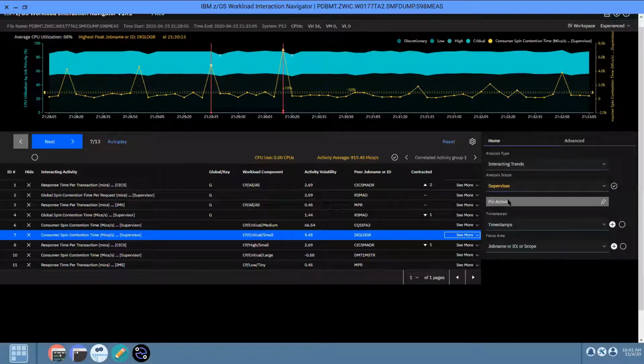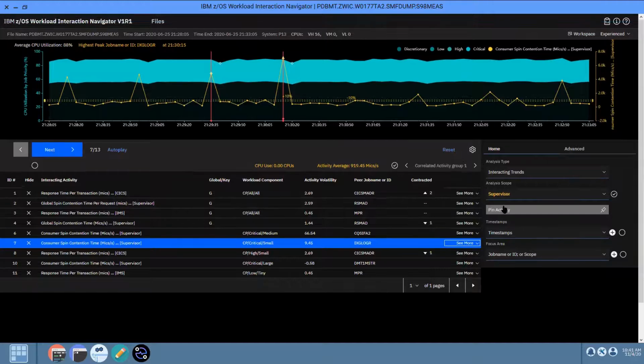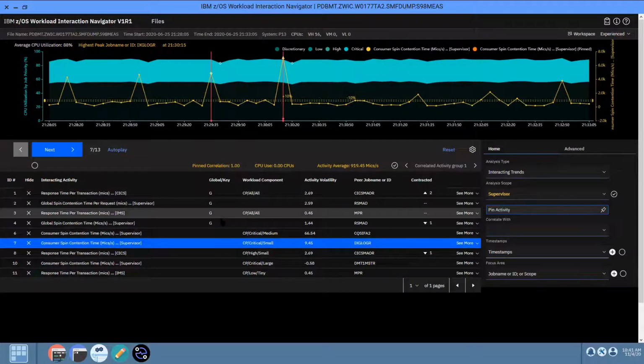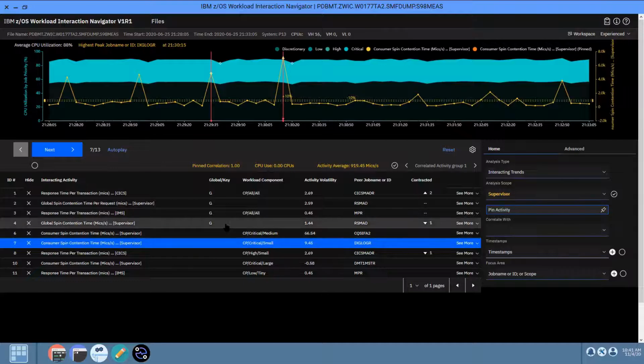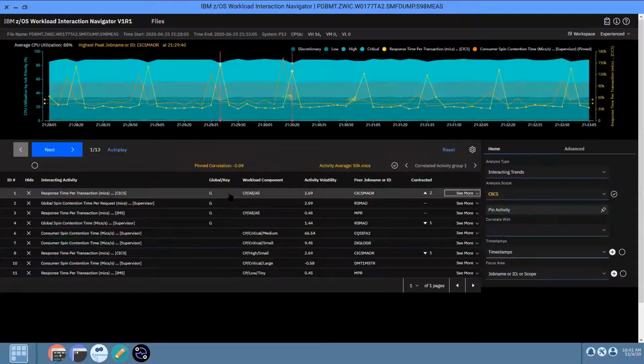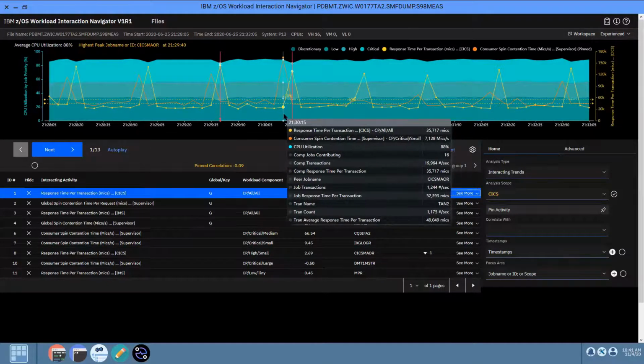So we're going to pin the consumer spin contention time for CP critical small. So that's pinned to the graph. And now we'll jump to the response time for CICS by clicking on it. And we can see here that now we've got both graphs on the same screen.